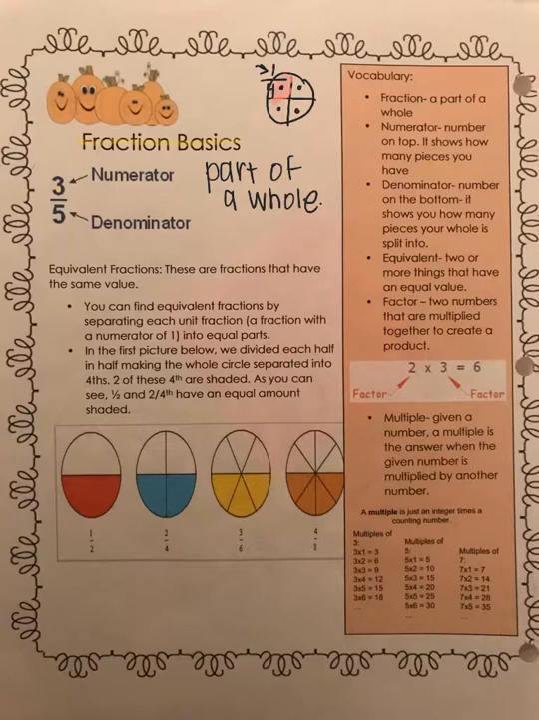The different parts of a fraction are the numerator, which is that number above the fraction bar, which represents the part. So again, the numerator represents the part. The denominator is the number under the fraction bar, and the denominator represents the whole.